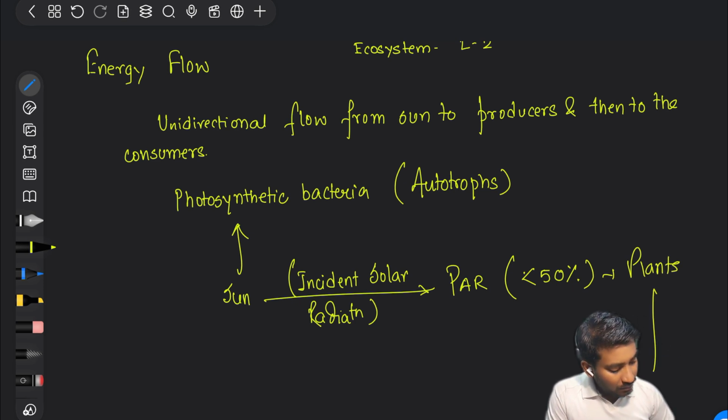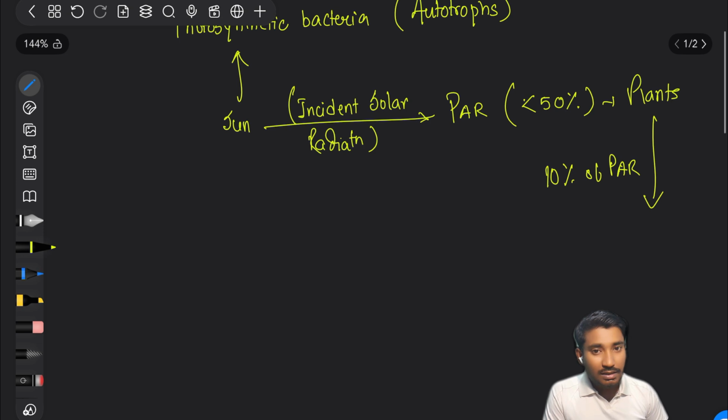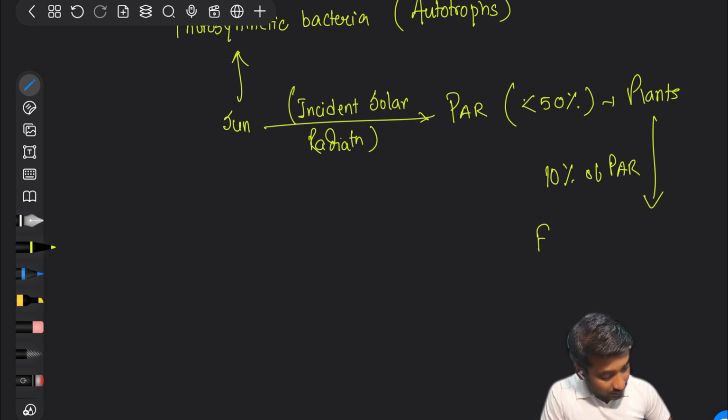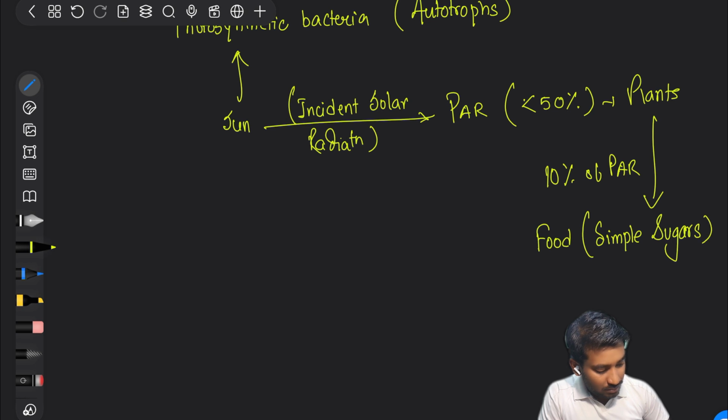Okay, and now 10% of the PAR is the food. This is simple sugars. And it sustains the entire world.